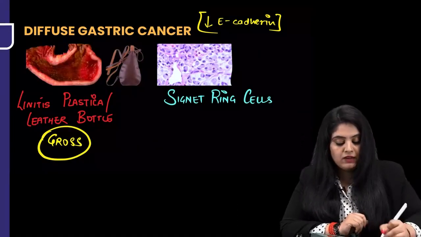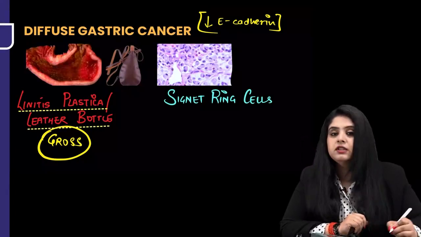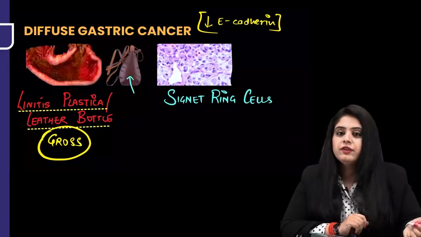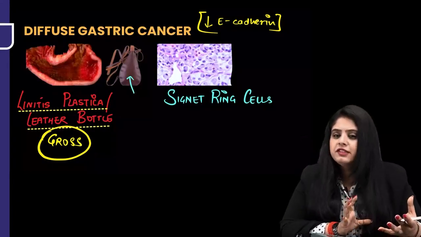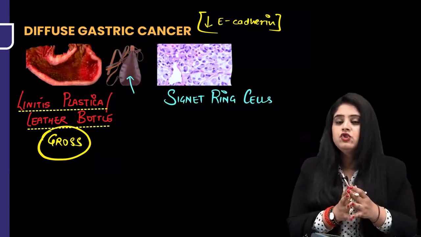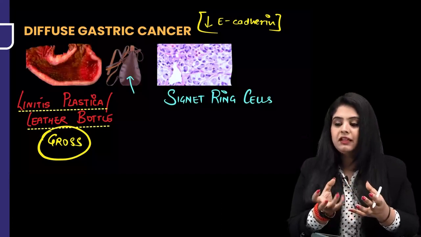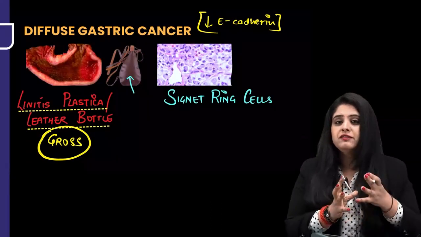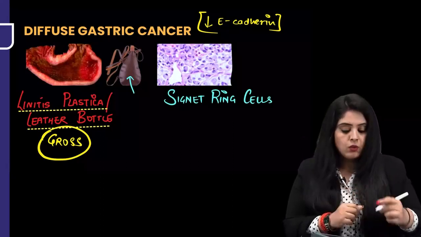What is the meaning of linitis plastica? It basically means that there is a leather bottle appearance. Like you see a leather bottle over here. What is the meaning? Have you guys ever seen a leather bottle? Leather bottle basically means that it's very rigid. It's very tough. Unlike a plastic bottle, you can easily crush it, right? You can squeeze it, you can crush it. Leather bottle is very tough. You can't press it. Why?